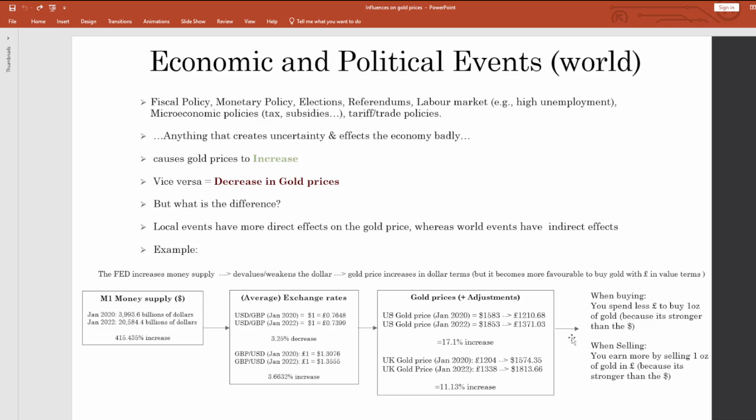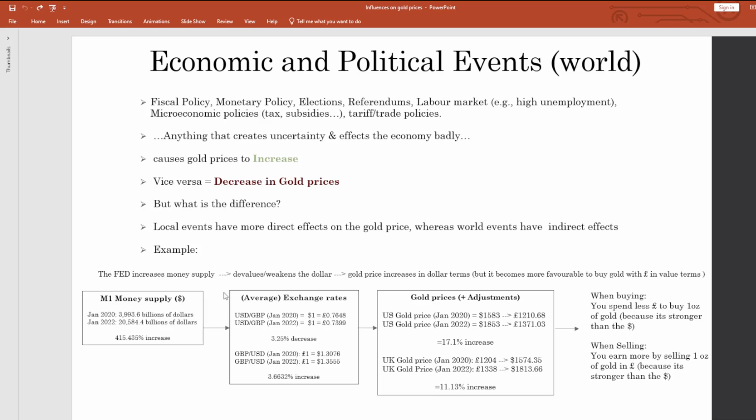Now the counter argument, of course, is that although that is the case, it is more favorable to get rid of your dollars. So sell your gold for dollars, but then convert the profits into something else. Because if the dollar is the one that is being weakened, then surely you're trying to get rid of it. So that's one of the strategies that is often utilized.